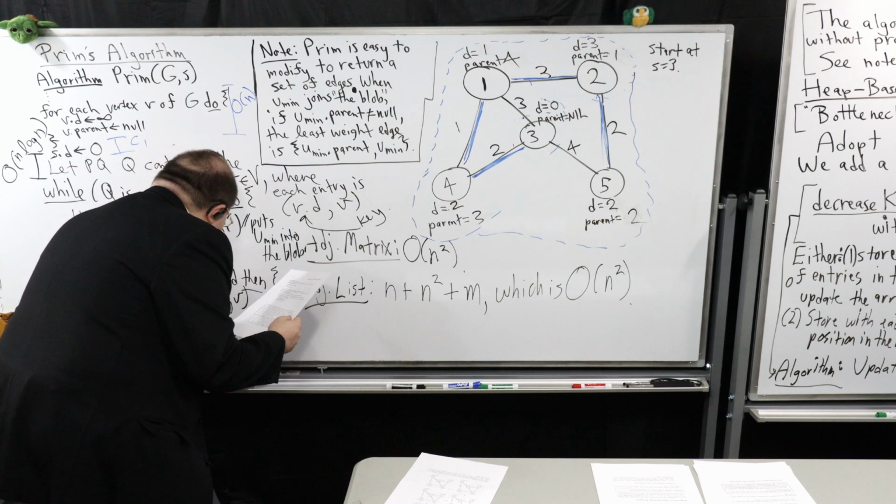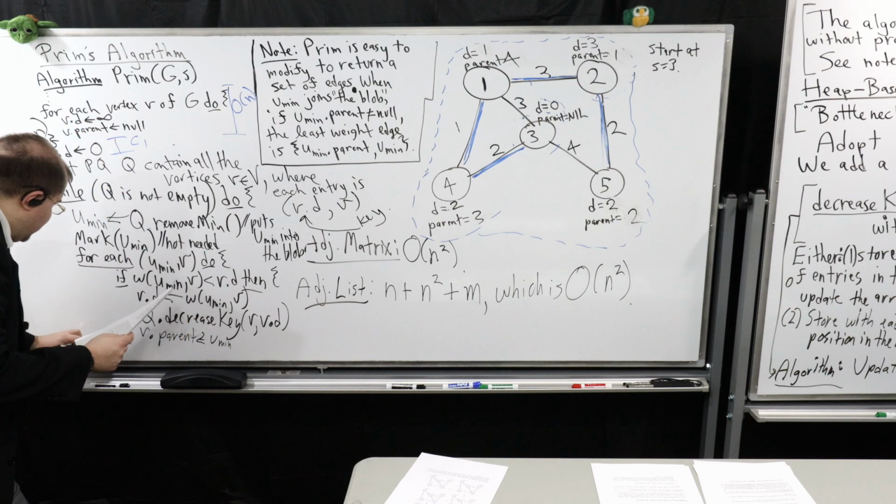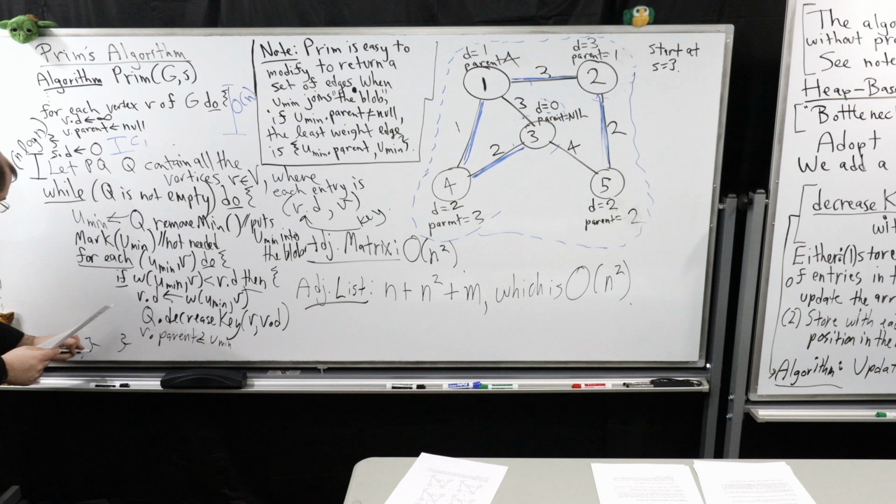v.parent is going to be u min. And that closes off the if statement. That closes off the for each loop. And that closes off the while loop.